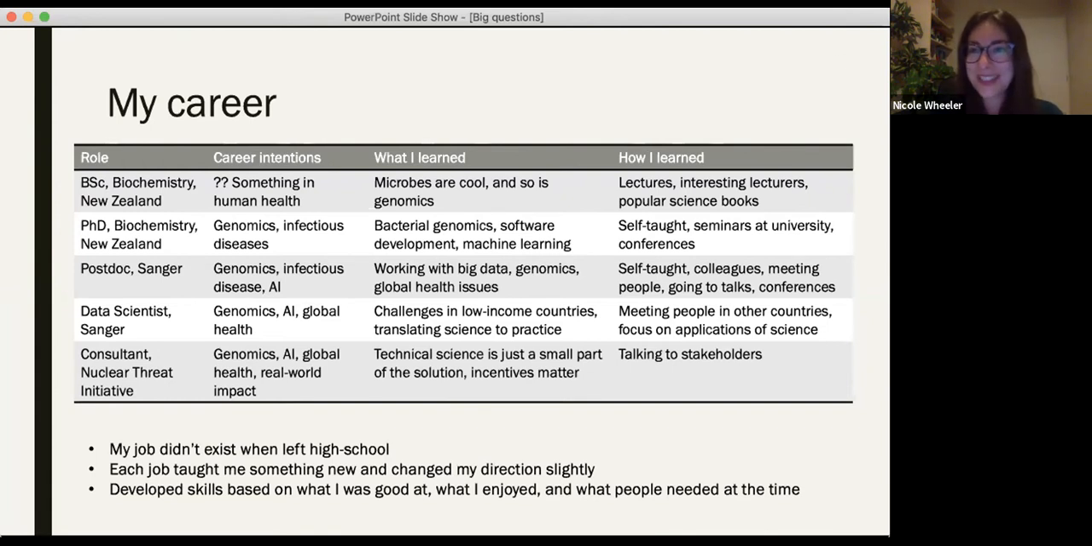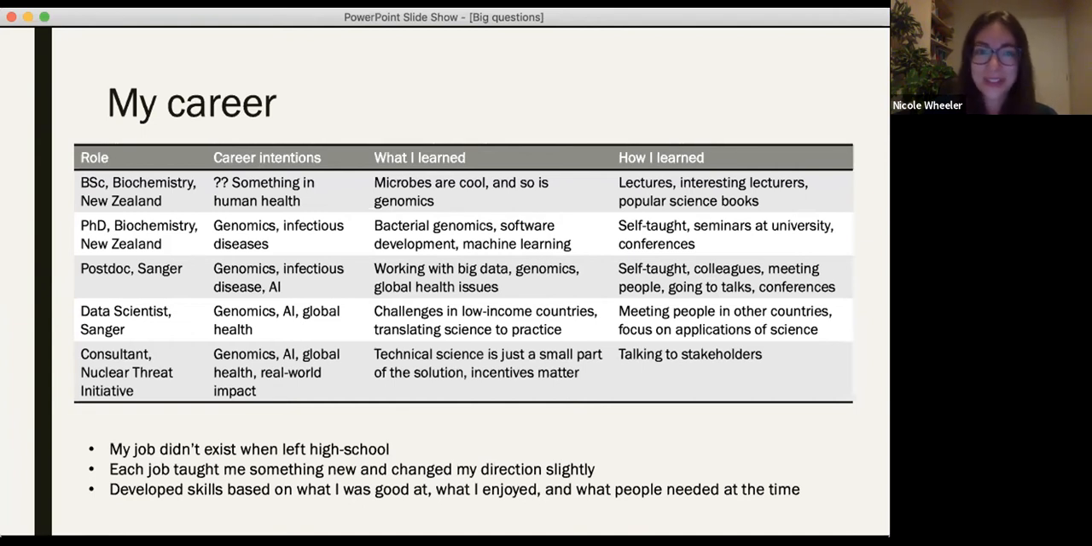The name is a bit misleading. They don't just do nuclear threats anymore. They also do biosecurity. So my job there is to develop tools for improving biosecurity around the world. And that was really because I wanted to move into a role that let me have more real world impact.